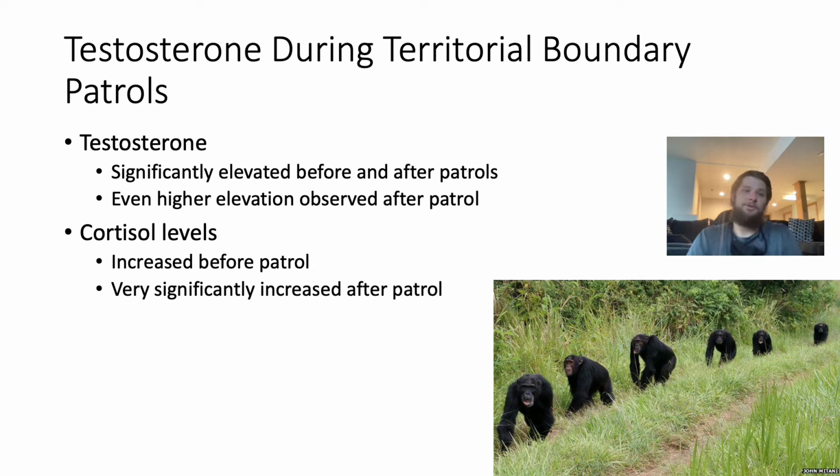So let's move on to testosterone and cortisol levels in chimpanzee urine during different activities. So testosterone and cortisol levels in these chimpanzees during boundary patrols: their testosterone levels were significantly elevated before and after, likely higher because it would increase aggression. Elevation was higher after patrols than before, but still elevated for both, and their cortisol levels increased before patrol, but increased even more significantly after patrols.